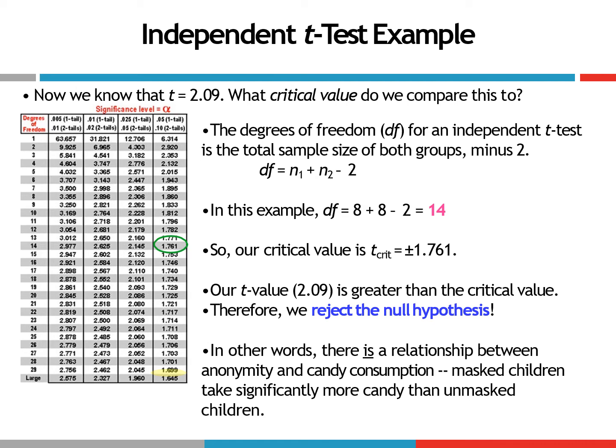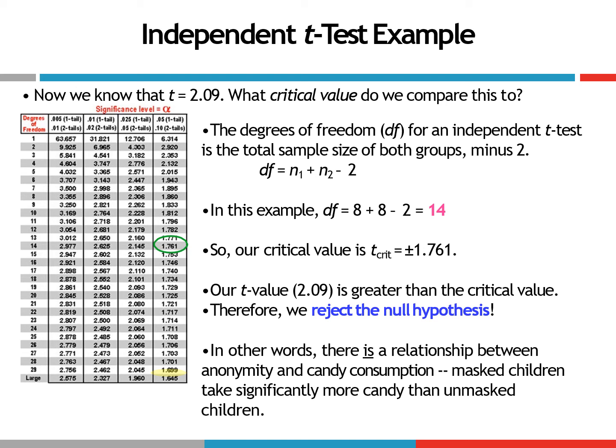Okay, so now that we know that t is equal to 2.09, we need to find our critical value. So we're going to calculate degrees of freedom, which is again n1 plus n2 minus 2, or sample size of group 1 plus sample size of group 2 minus 2. Okay, so if we add up 8 plus 8, which is the respective sample sizes of group 1 and group 2, we get 16 minus 2 is 14. Okay, so if we select 14 as our degrees of freedom, and again, because we have a directional hypothesis, we go all the way to the last column, we see that our critical value is 1.761.